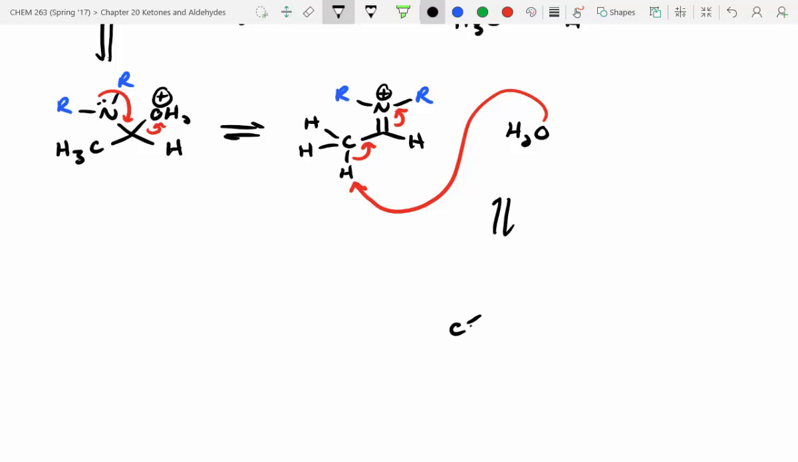And that will give you your enamine and regenerate your acid. So that's essentially why your enamine forms: you don't have a proton off of that nitrogen to deprotonate. The next best option is that beta position proton. So you really can only form enamines when you have available beta protons.